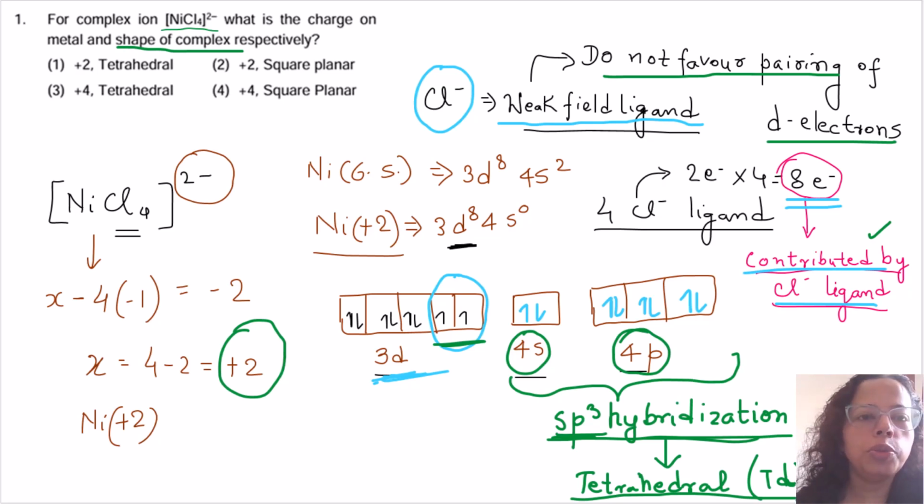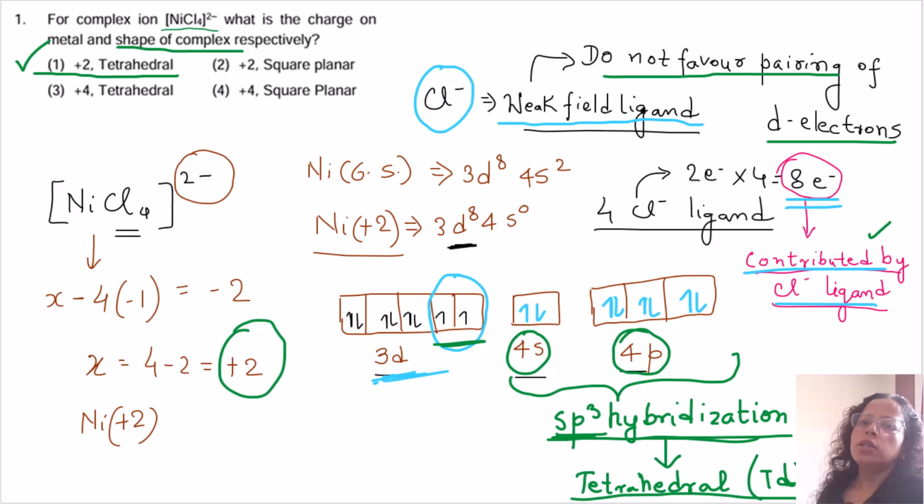And so we have sp3 hybridization, which gives us the tetrahedral geometry for this complex. So what should be our answer? Our answer should be option 1: +2 charge on nickel and tetrahedral geometry. I hope you understood the explanation of this problem. It's a very straightforward question and not a very difficult one. You just have to understand the nature of the ligand for this complex.